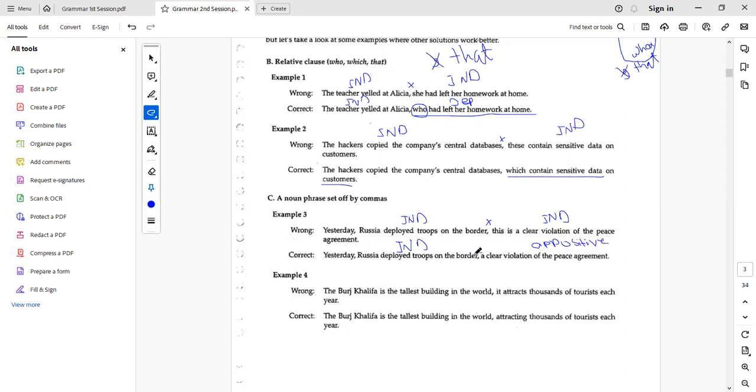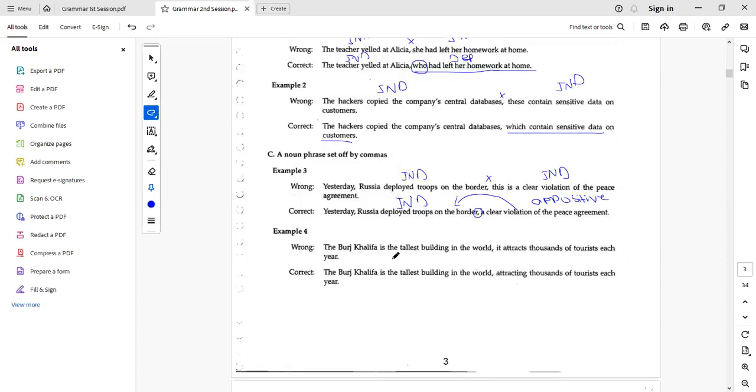So because of that, we put a comma before it, because it clarifies or explains when they deployed troops on the border. And here, no subject verb. If you look here, there is a subject and a verb. Here, there is no subject verb. So this is a noun phrase, an appositive. So we put a comma.